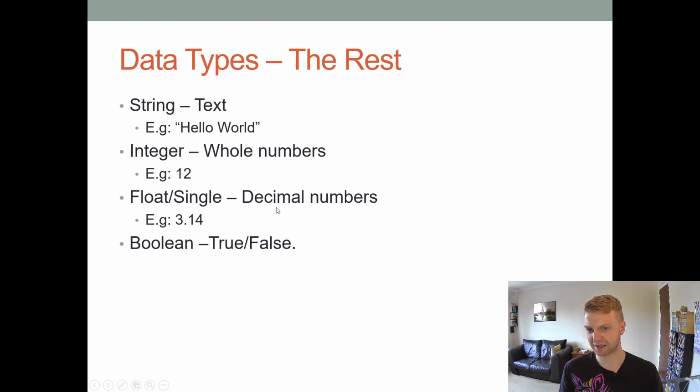Also looking at decimal numbers, so floating point numbers, as we call them in programming, or just shorthand, float. Sometimes they're called single, but mainly it's called float. And one that doesn't come up much, we're not going to look at it today really, but just while we're covering the rest, is Boolean, which is true and false. We're going to be focusing on these two today.